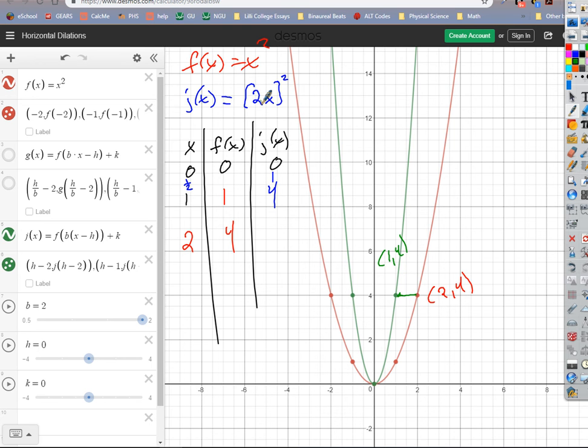Okay, so what if I wanted to take my original red parent graph and horizontally stretch it by a factor of 3? What number would I have to multiply by x? 1/3. Yeah, let's watch that. So if I go back, I don't know if I can do, I think I might have to go.